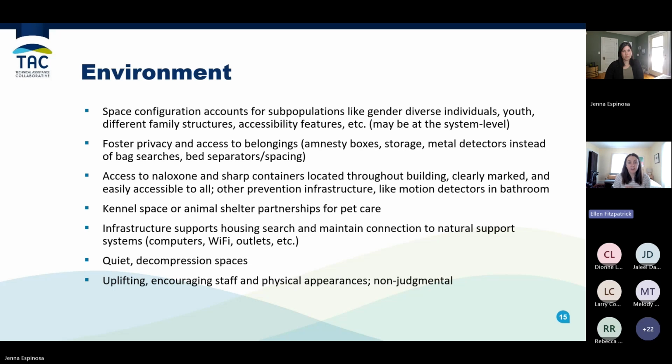And then lastly, just really trying to ensure that the shelter environment is uplifting. A lot of times, what things look like is not necessarily what we're thinking about, but it can make a huge difference when you talk to people. The color of the walls is something that you might not think about, but can make a huge difference in the way that the space feels. So really trying to encourage an uplifting spatial environment that's non-judgmental, that allows for people to feel dignified.